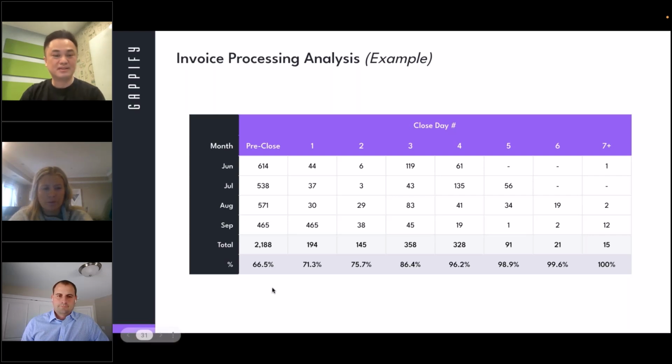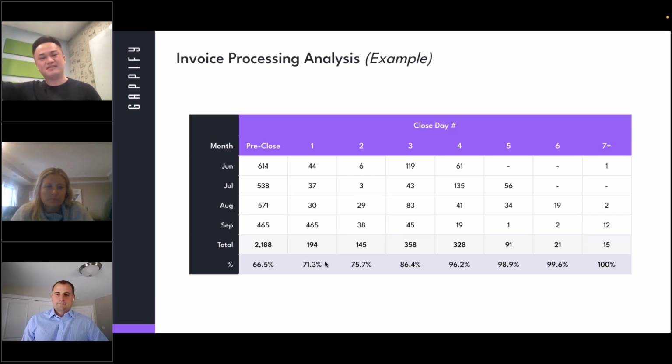What we want to be able to do is quantify how many invoices came in at what point in time in the close. So the 66% means we got 66% of invoices vouchered in our system before day 1. By day 1, it increases to 71%. By day 2, it increases to 75%, and so on and so forth.